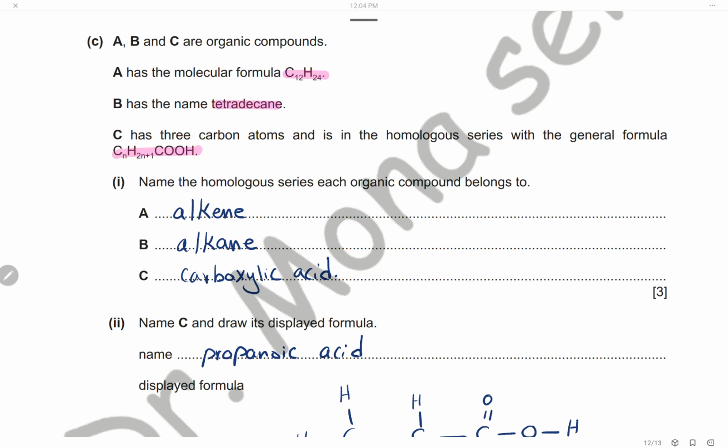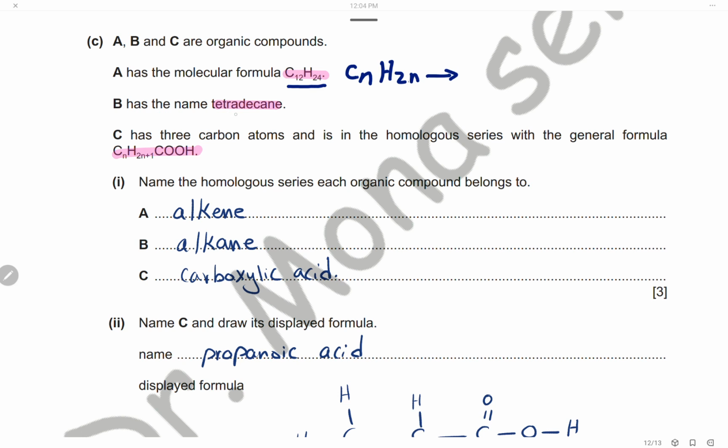Question C. A, B, and C are organic compounds. A has the molecular formula C12H24. This is the molecular formula of an alkene, because it follows the general formula CnH2n, where the number of hydrogen atoms is double the number of carbon atoms. So A is an alkene.